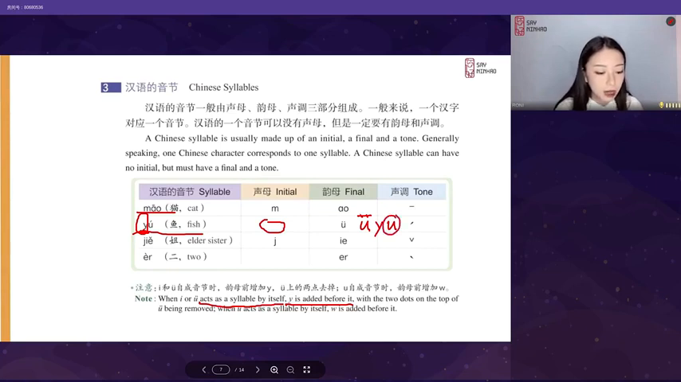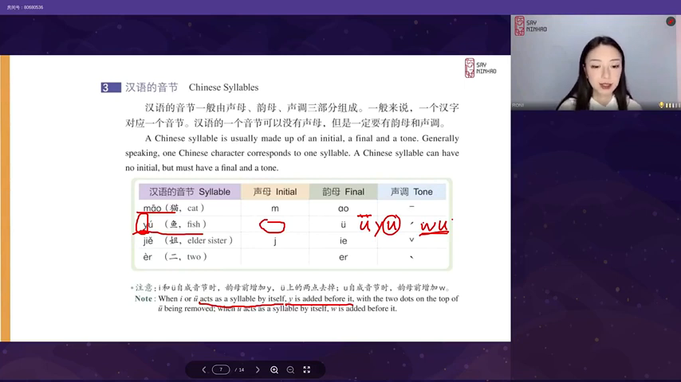And it looks just like u, right. So what should we do when the final is ü? When ü itself acts as a syllable, then we should put this initial y before it, okay? Now let's focus on yu. Okay, so this is yu, and the tone is second tone, yu, yu means fish.